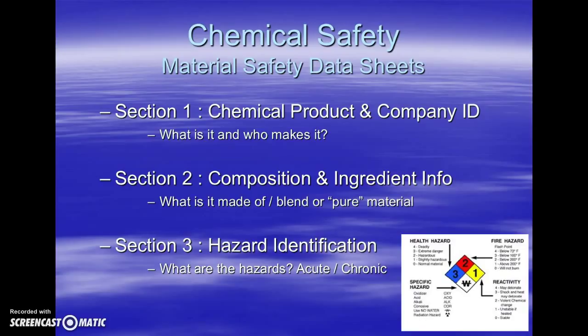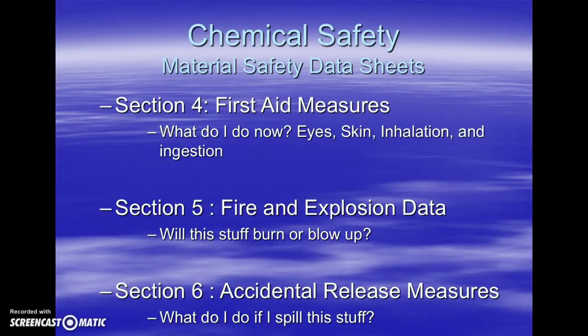Section 3 is involved with the hazard identification of that material. It includes health hazards, fire hazards, reactivity, and any other specific hazards that that material might have, including whether it is an acute hazard or a chronic hazard. Section 4 gives us information regarding first aid measures.